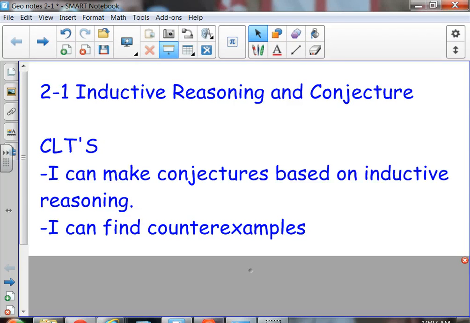All right, 2-1, inductive reasoning and conjecture. So today, you're going to get a lot more of geometry than algebra. You're going to learn some new terms. Inductive reasoning is one of them, and counterexamples is another, along with conjecture. So your two CLTs: I can make conjectures based on inductive reasoning, and I can find counterexamples.